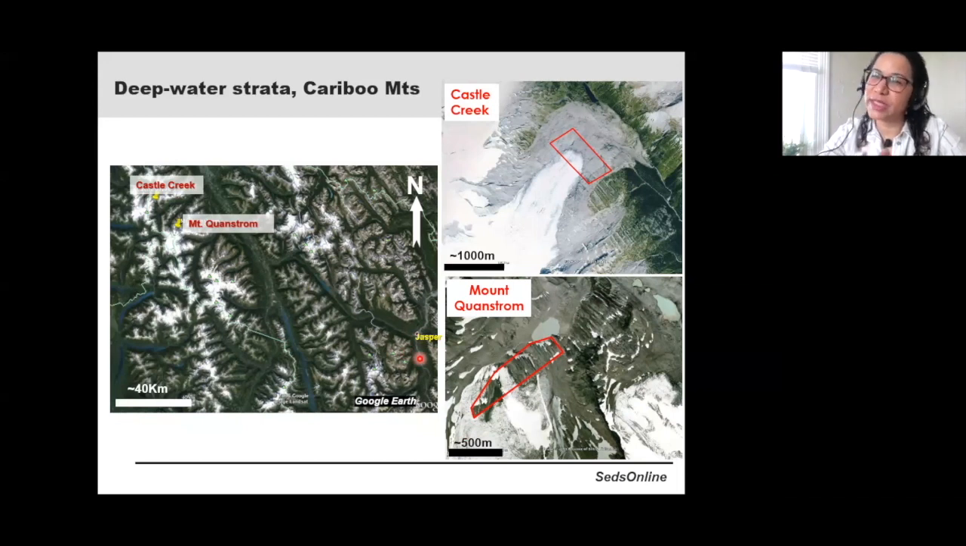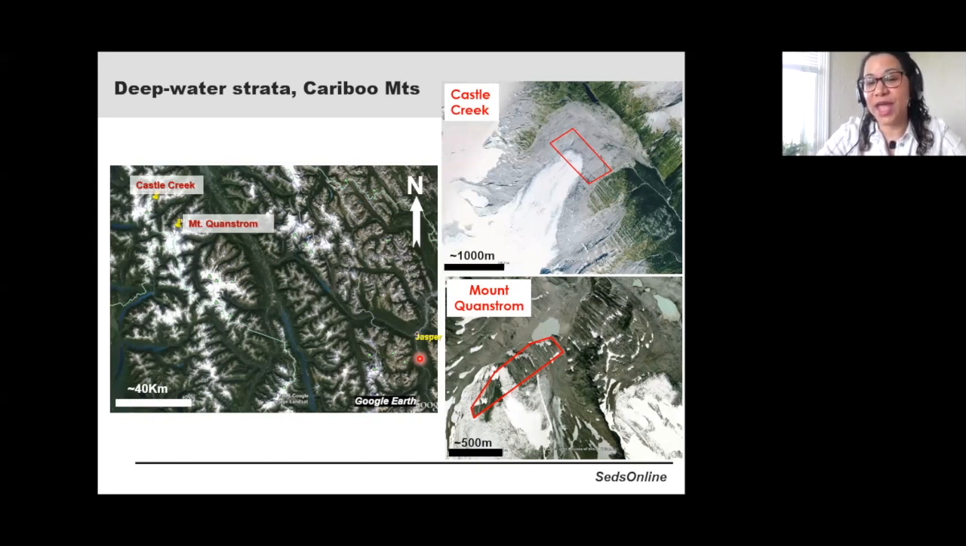It's approximately 250 kilometers from the national park towards the northwest. If you are driving from Calgary, it's approximately 7 hours, plus a helicopter ride or very grueling hiking. What I did here is I measured more than 4 kilometers of section through all of these localities.